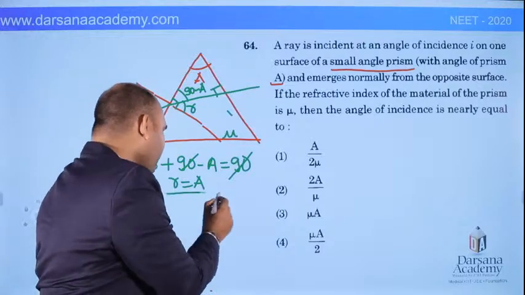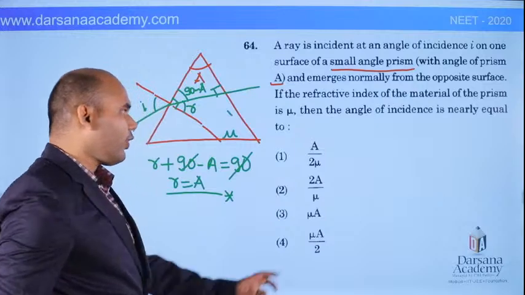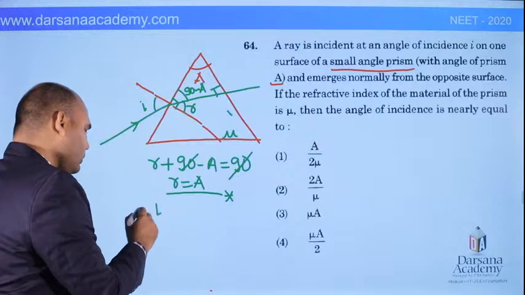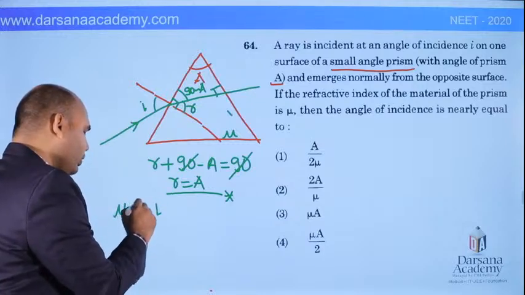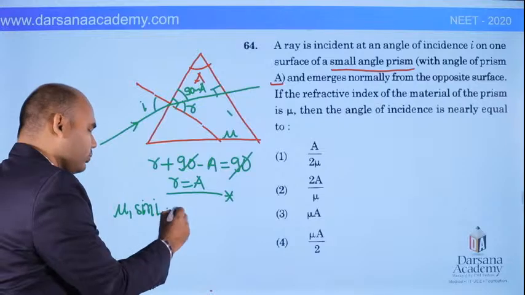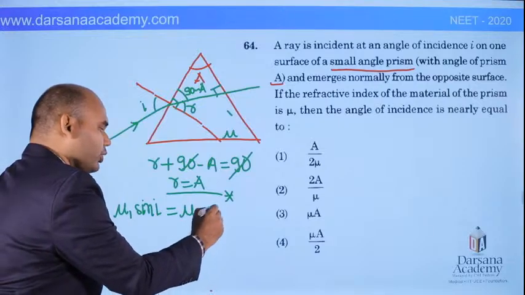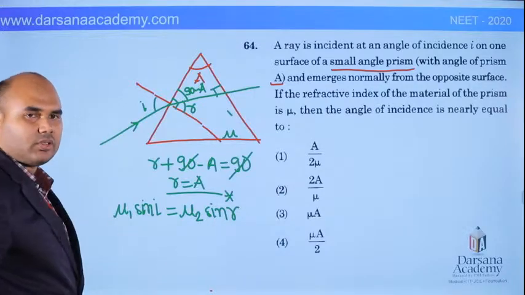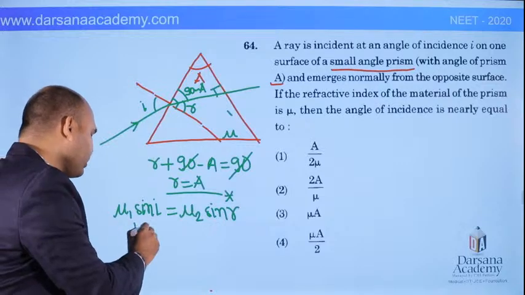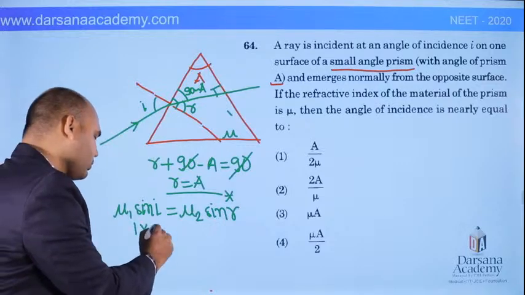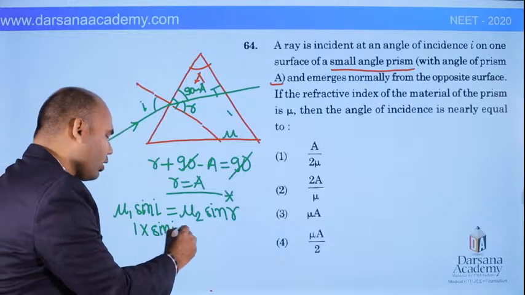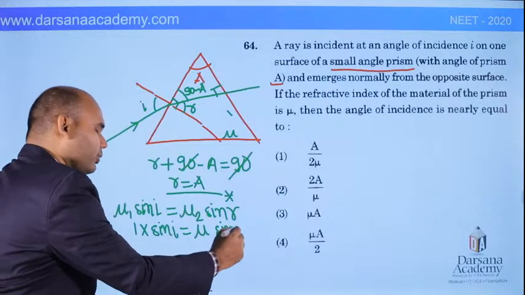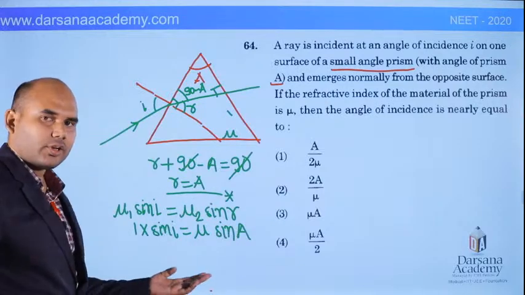So this is a very important relation. It is useful to find I, the angle of incidence. So what will be this? mu1 sin I equals mu2 sin R. Very simple formula, you know. So mu1 is how much? 1, air, nothing is mentioned here. So sin I equals mu sin R. Sin R is what? A. So this relation you will get here.